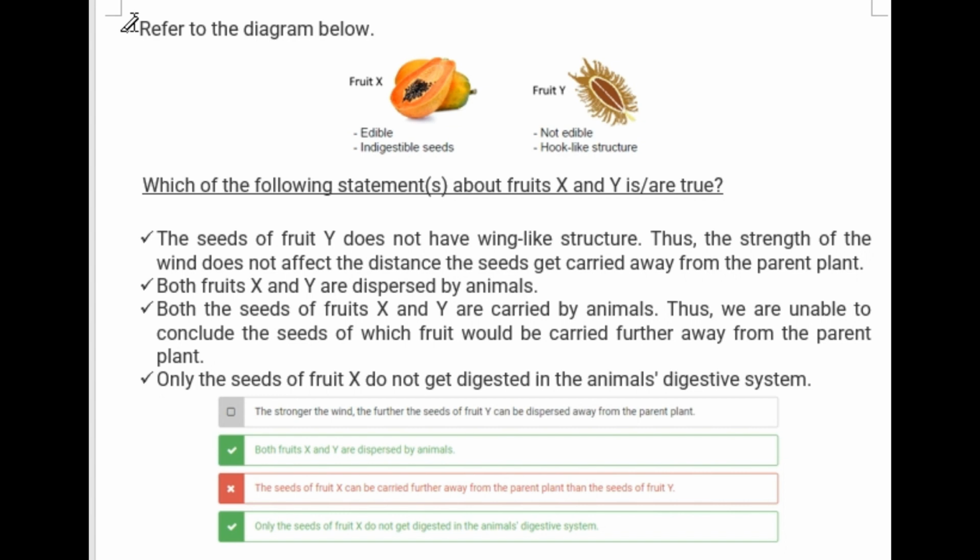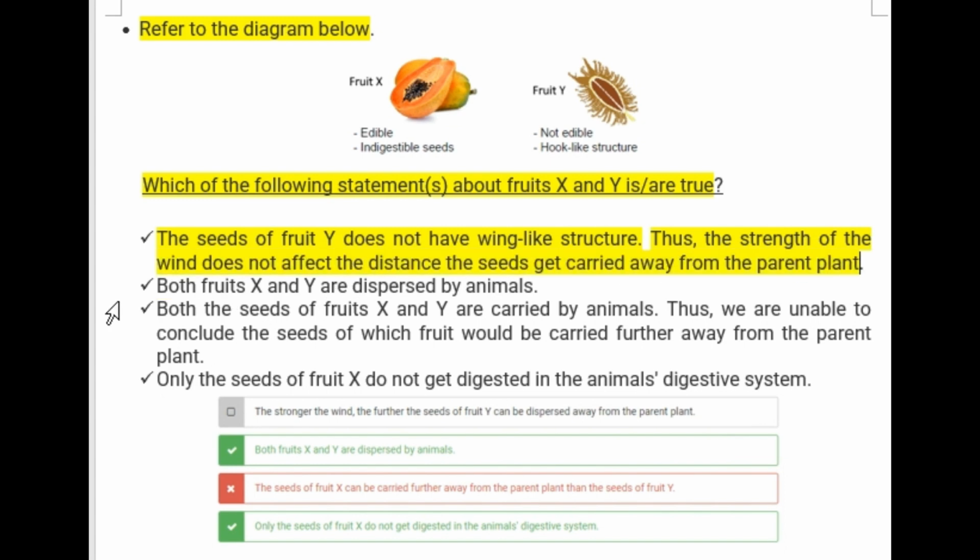Refer to the diagram below. Which of the following statements about fruits X and Y are true? The seeds of fruit Y do not have wing-like structures. Thus, the strength of the wind does not affect the distance the seeds get carried away from the parent plant.